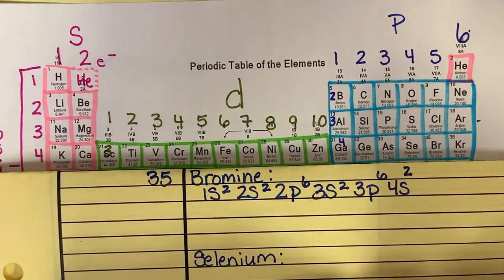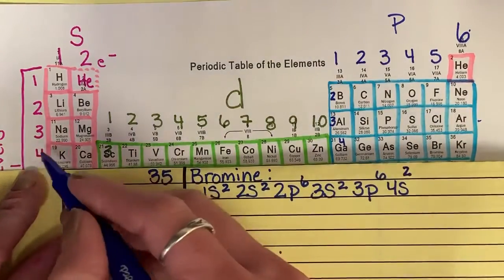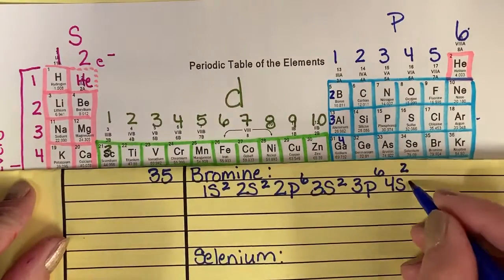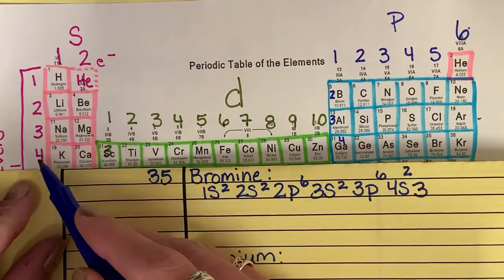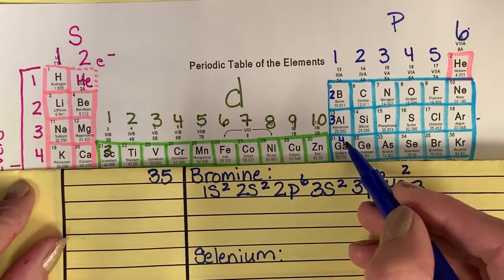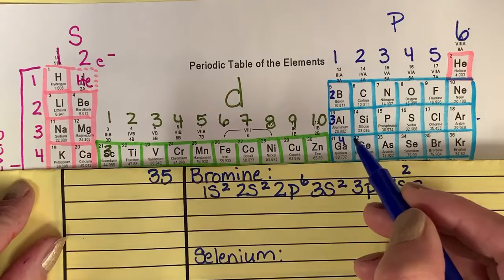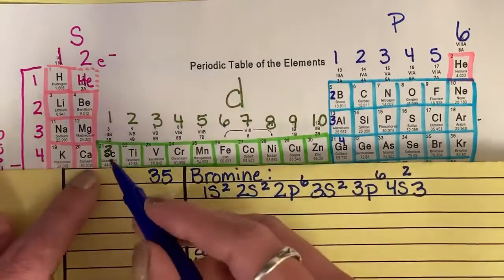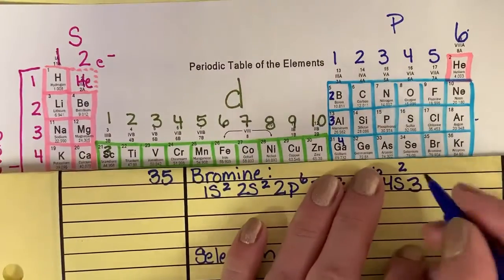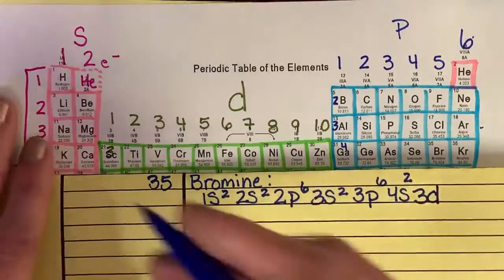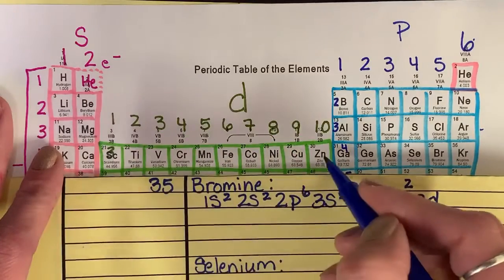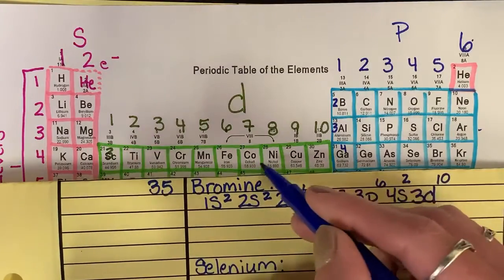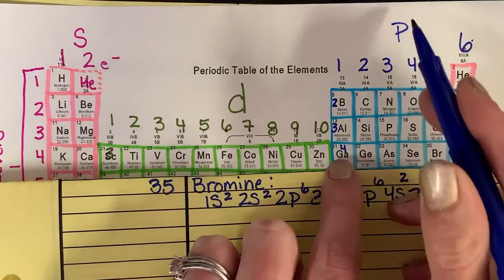Now careful, even though this is a 4, my d orbitals start with 3. So I go 4, 3, 4. Be careful, the d orbitals are always one number lower than you would expect them to be. So I'm in the 3d. The 3d orbital can hold 10 electrons. I keep going, 4p.